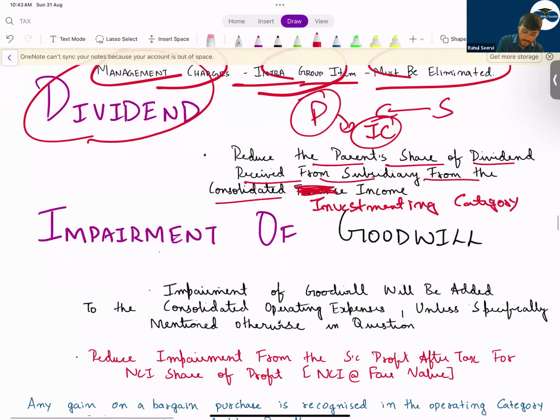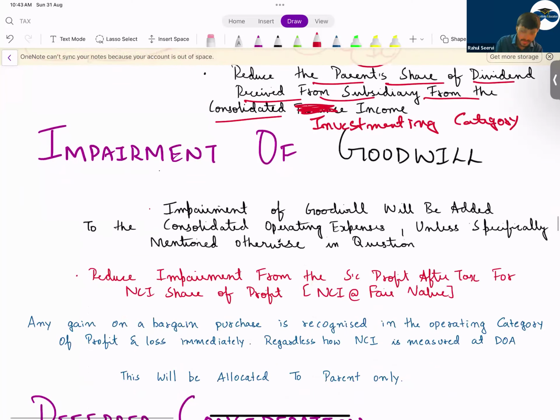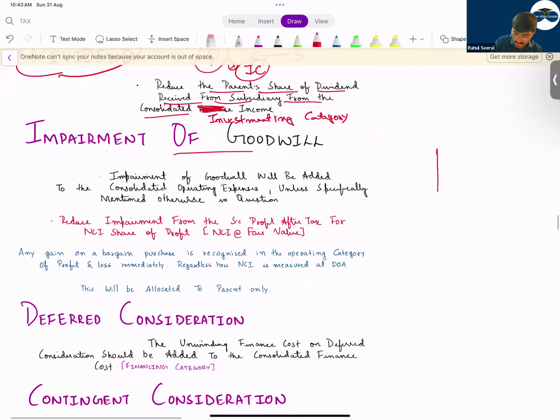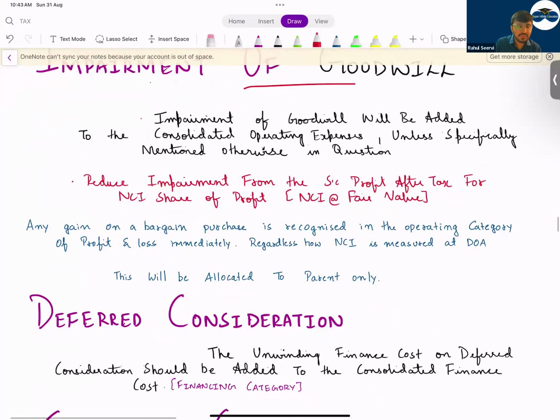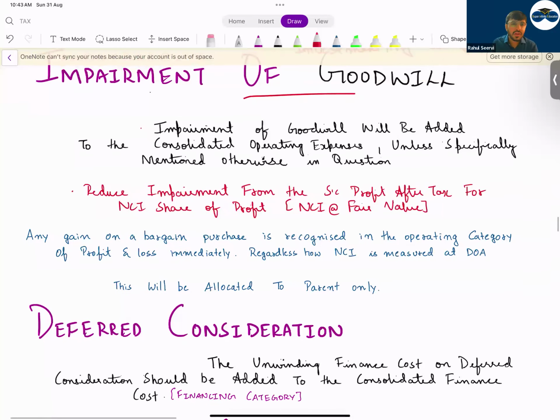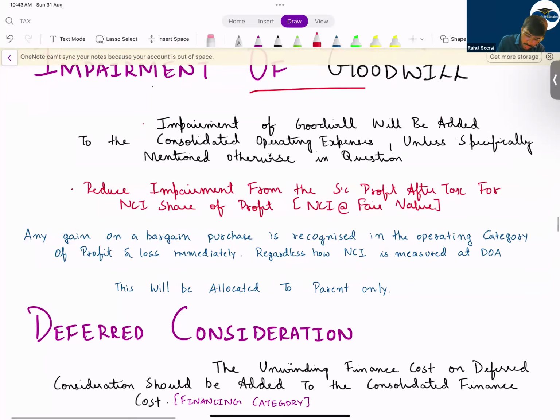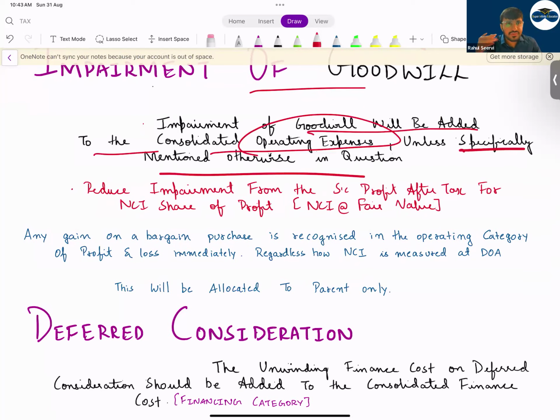Then, sir, impairment of goodwill. If there is an impairment of goodwill, I've already discussed how you will do the adjustment. So, impairment, if it's the full goodwill method, what do we do, sir? Give to NCI and parent both. If it's the proportionate method, only to parent. Now, where will we adjust this, sir? Impairment of goodwill will be added to the consolidated operating expense, operating category, unless specifically mentioned in the question. We have seen a lot of past papers where they have mentioned that the adjustment should be done in cost of sales. Then do that, no issue.